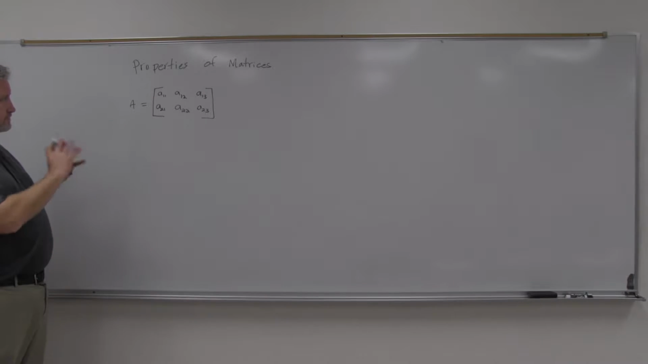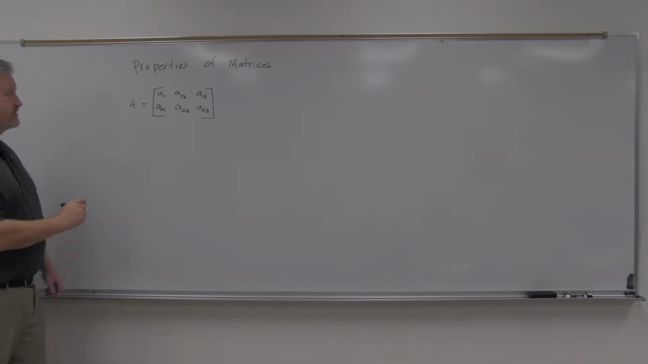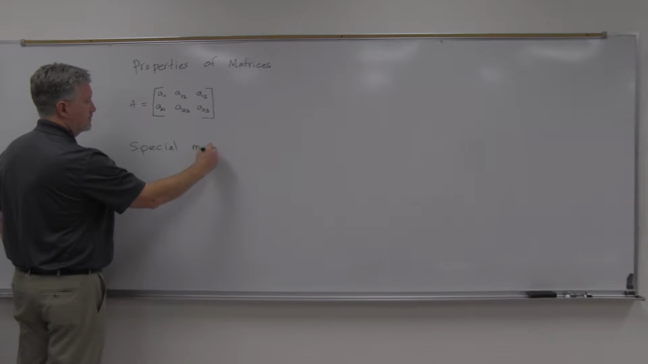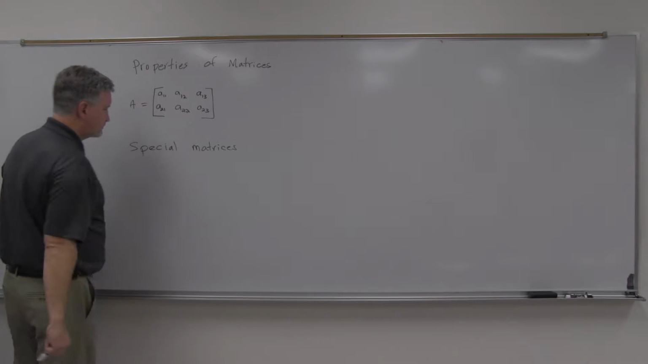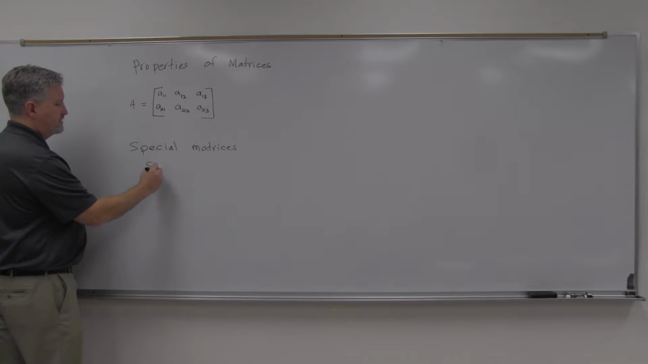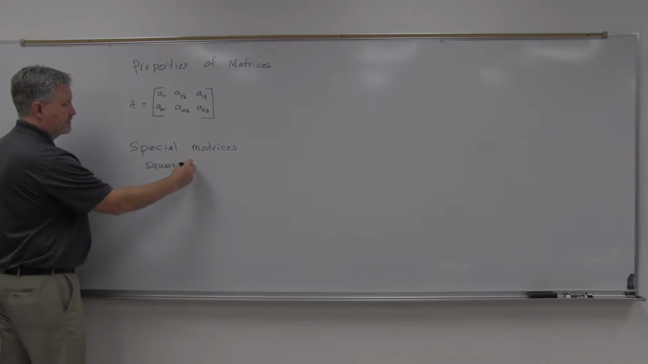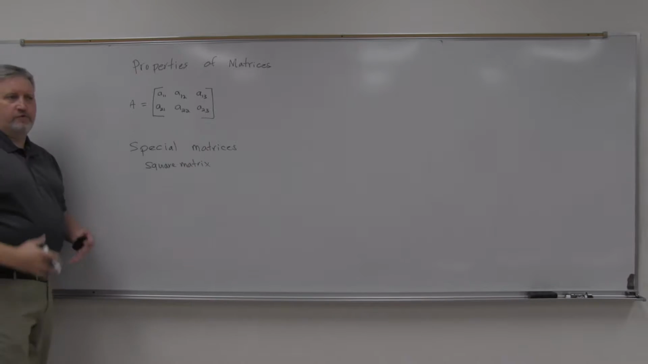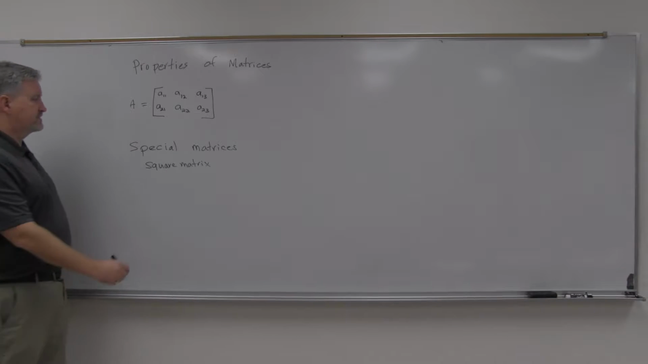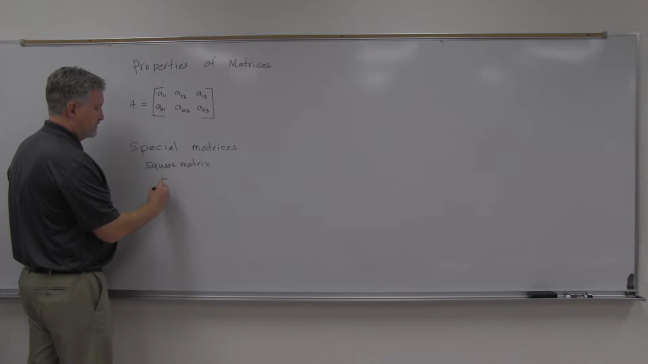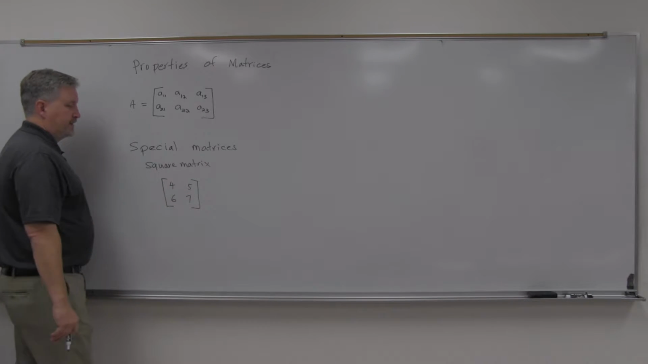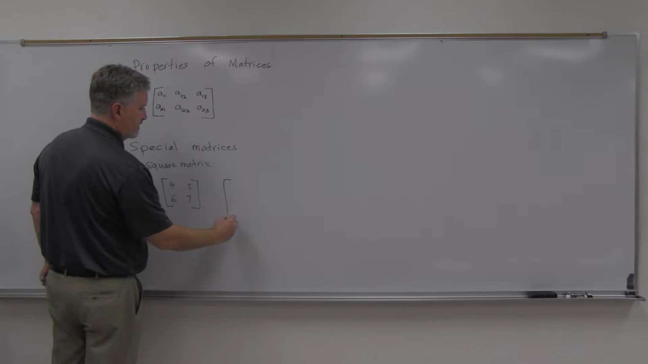Also, there's a couple other special matrices. Of course, you have a square matrix. That, of course, would be one where you have the same number of rows as you have columns. A 2 by 2 matrix. 3 by 3 matrix.